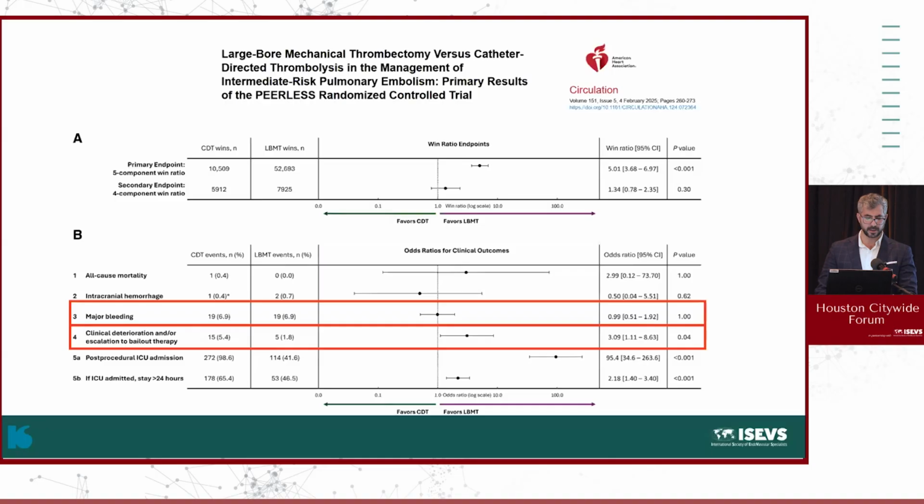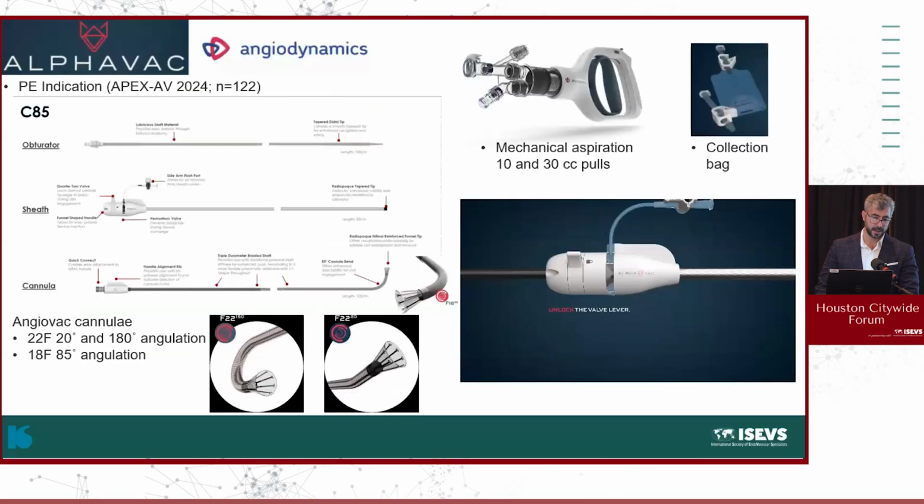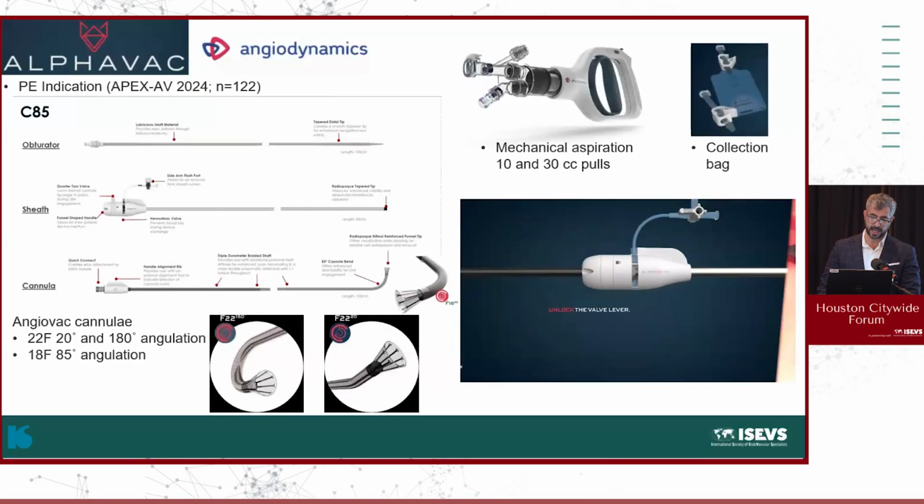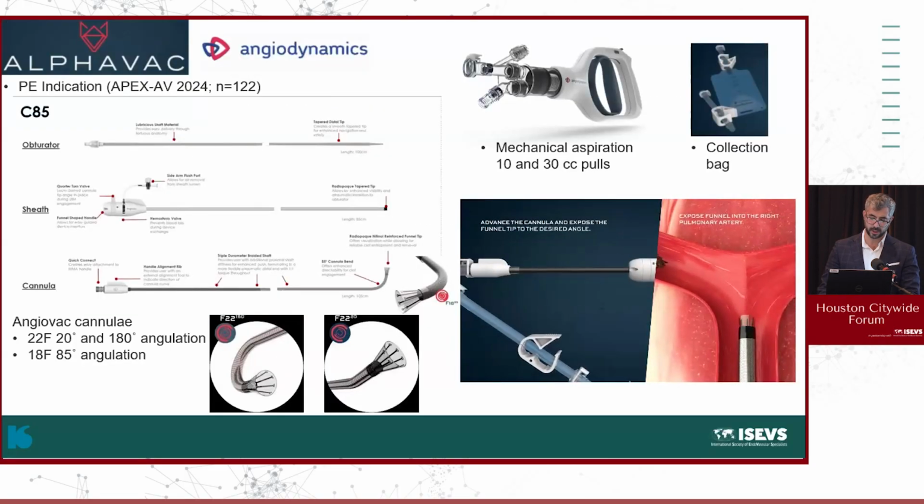And interestingly, there was no difference in major bleeding in PEERLESS, which was kind of a surprising finding. However, patients in the CDT arm were at higher risk of clinical deterioration, needing bailout therapy. Definitely thought-provoking. This is the AlphaVac system by AngioDynamics, newer iteration of AngioVac.